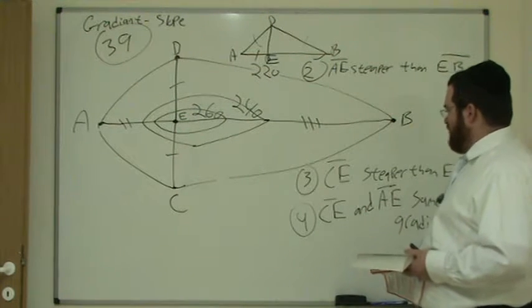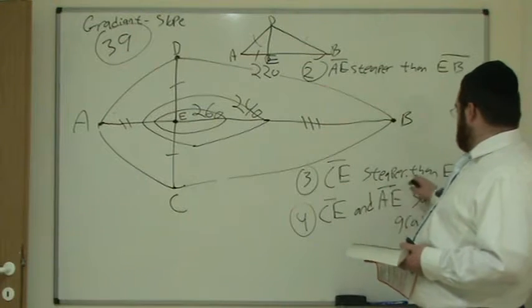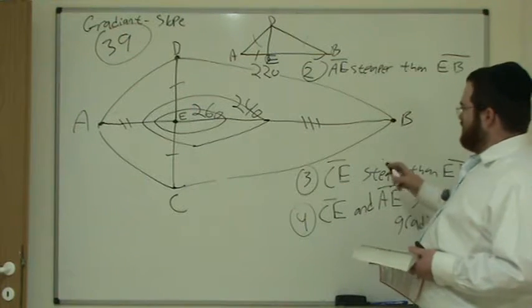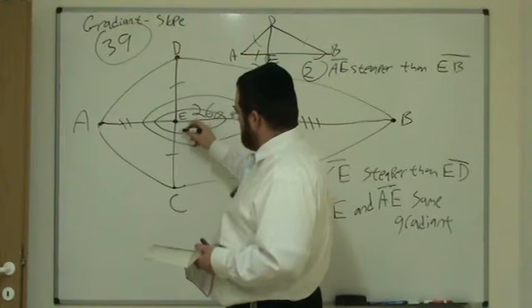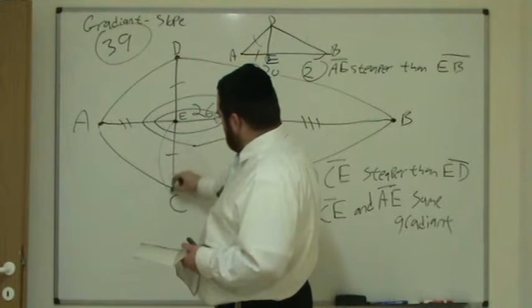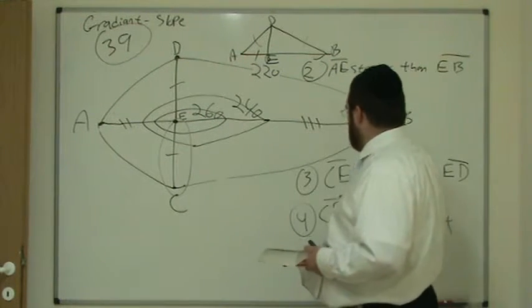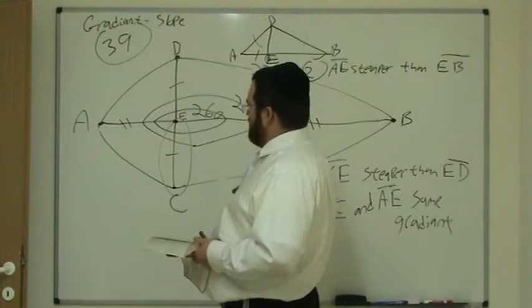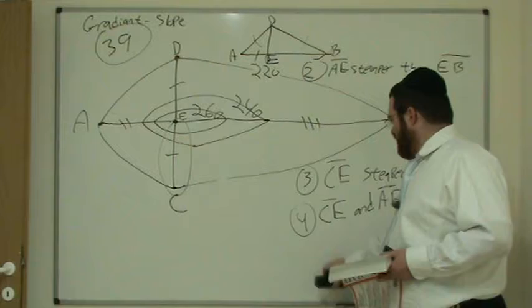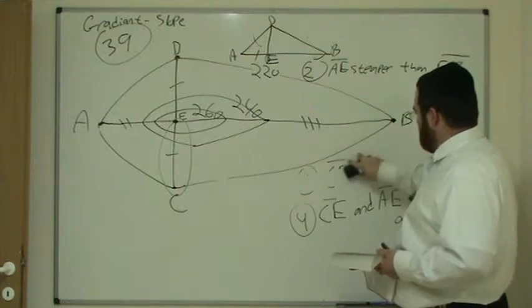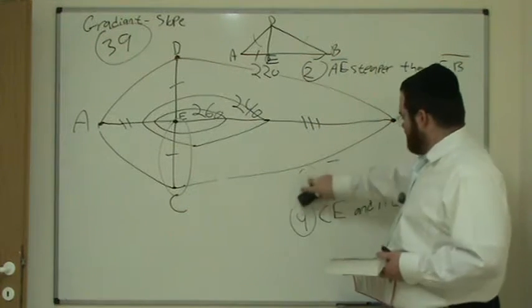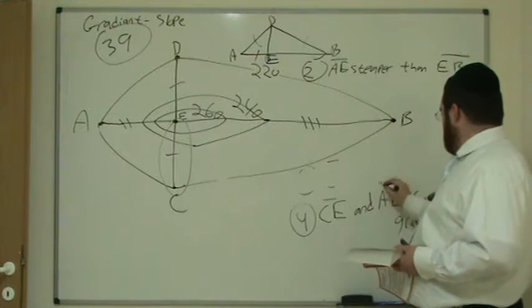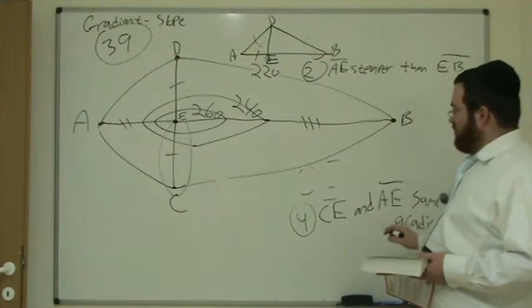Let's see answer 3. CE is steeper than ED. CE is this over here. Is it steeper than ED? Well, E is the middle point, so that's not correct. Answer 4 is not correct because they're equal gradients, equal steepness. Now, CE and AE have the same gradient?